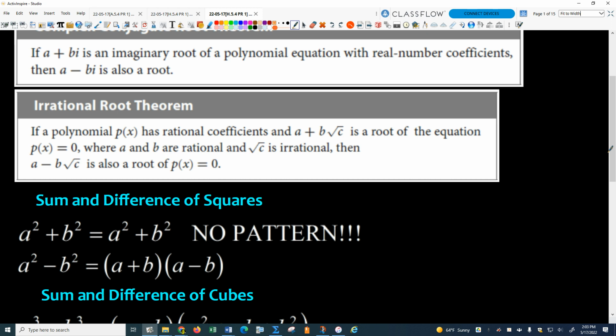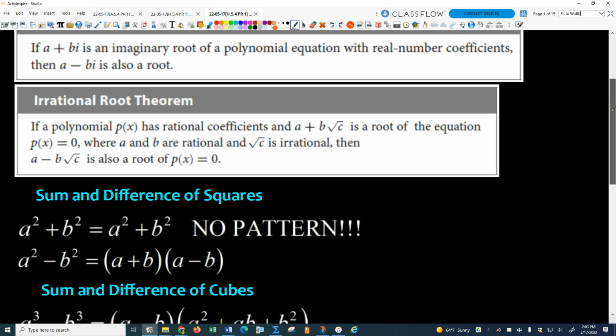The irrational root theorem says that if we have rational coefficients in the polynomial, then anytime I get a root or a zero with square roots in it, they're going to come in conjugate pairs also. So for example, I could have something like 2 plus the square root of 3 and 2 minus the square root of 3 would have to go together. And that's, again, only if we have rational coefficients in the original polynomial. Okay, but we'll get to that one later.